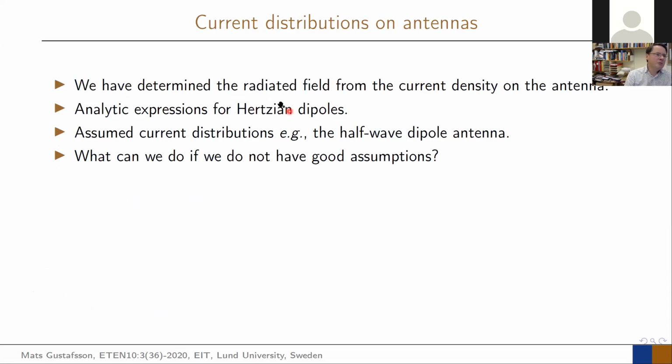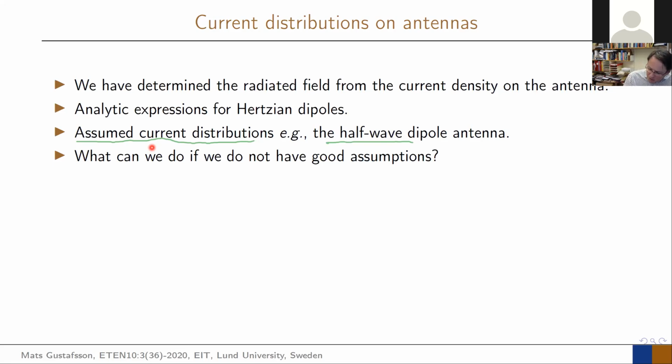So in some ways, what we have done so far in the course is that we determine the radiated field and current density on the antenna. So the radiated field from a given current density. We have analytic expressions for Hertzian dipoles, so these antennas which are really, really tiny compared to the wavelength. We assumed a current distribution on the dipole. It's a very good assumption. For example, for the half wave dipole, it works really well. Of course, it's not exact, but it works within a few percent in some ways.